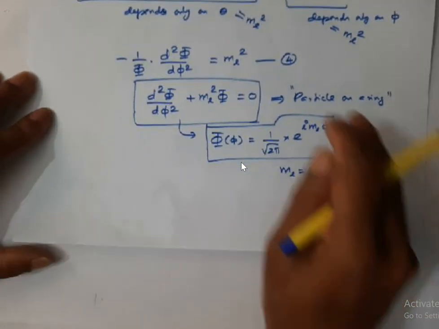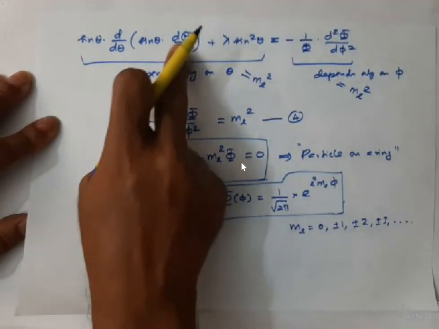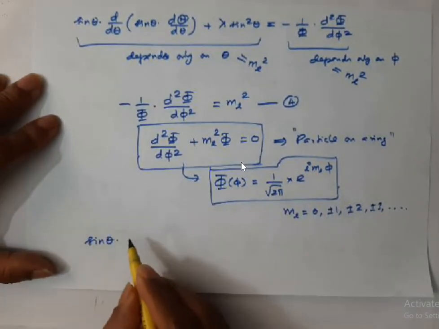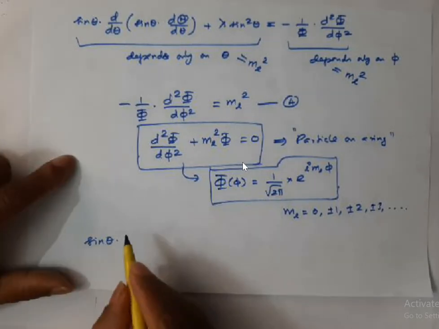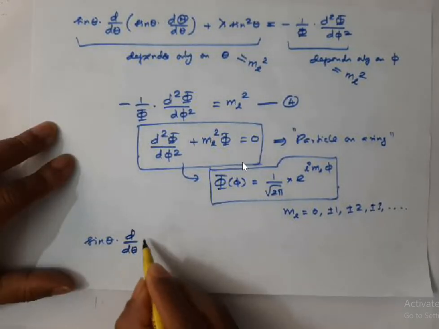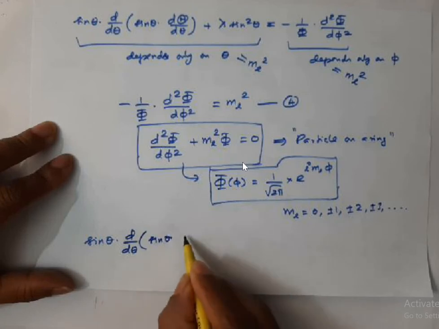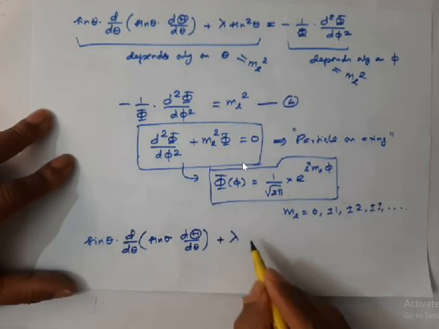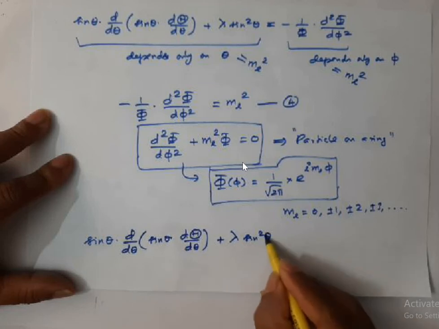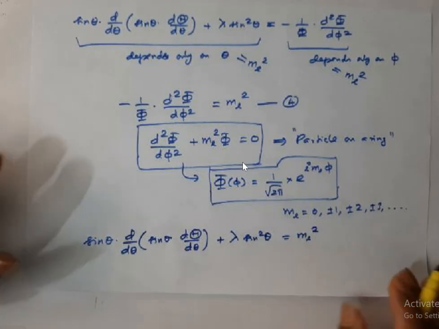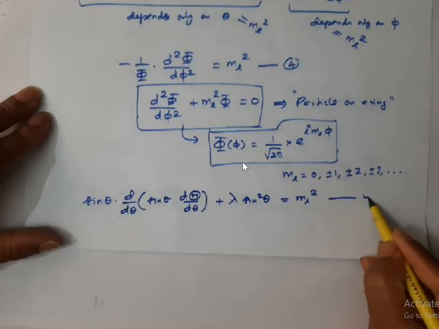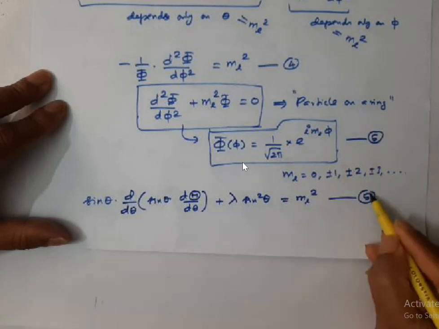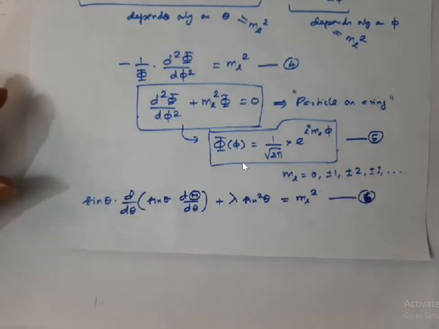Now, here I have equated the right hand side. If I equate the left hand side, I'll get another equation. Let me write here sin theta into d by d theta into sin theta d big theta by d theta plus lambda into sin square theta. I'll take this value equal to ml square. I'll give equation number 5 to this and equation number 6 to this.